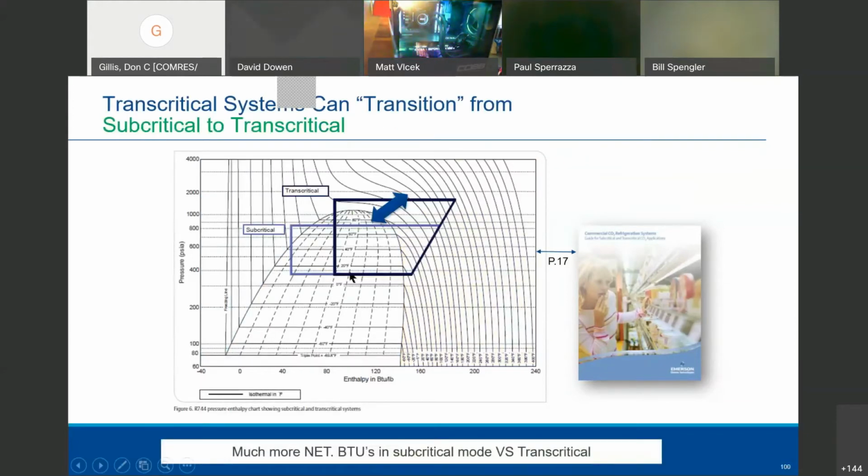This is just showing us pushing that into transcritical. Much more net BTUs in subcritical mode versus transcritical, obviously. Again, as long as we're not seeing that 87.8, we're in subcritical. It's a very, very efficient gas. And I'm going to show you a little bit later what those pistons look like, and I wrote on some of them so you can get a visual of what that looks like if you've seen a piston from an HFC compressor before.